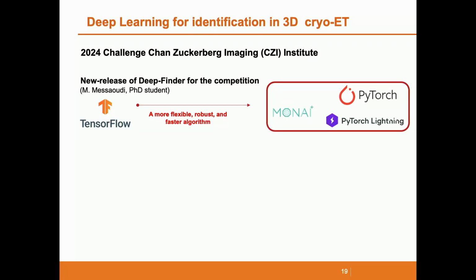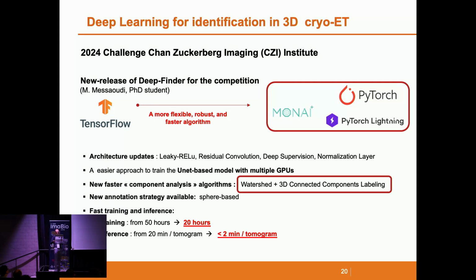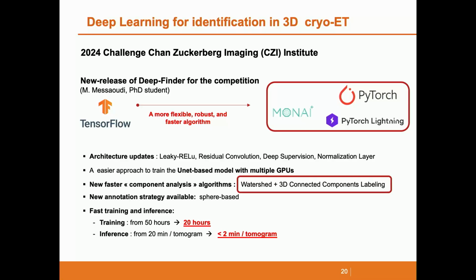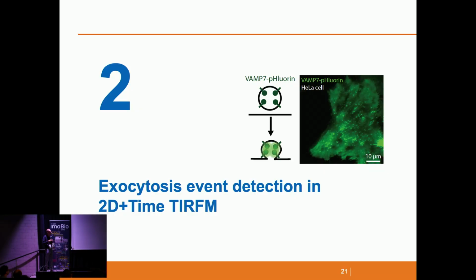Okay, so to adapt the DeepFinder to that challenge, we modified the architecture. We moved from TensorFlow to PyTorch and so on. We replaced the mean shift by a watershed algorithm because it was faster, and we introduced 3D connected component labeling to speed up the algorithm. And now we are able to process a 3D tomogram in less than 2 minutes, which is very nice news for practitioners. Okay, so I will stop here for the cryotomography, and now I just want to move to how we can adapt this technology to detect very rare events in TIRF microscopy.